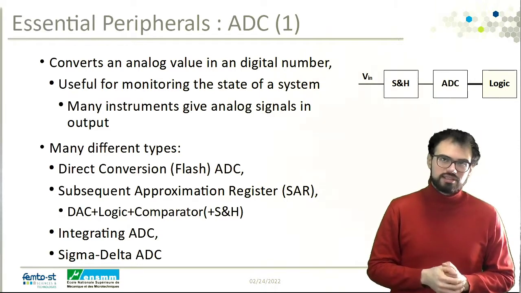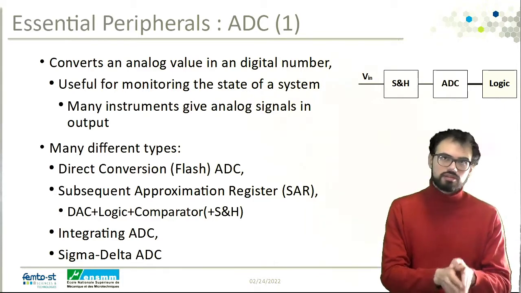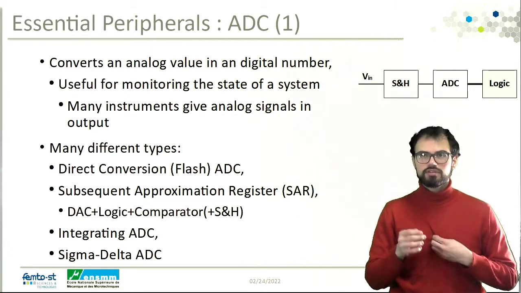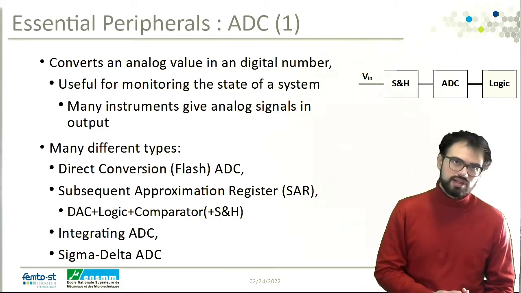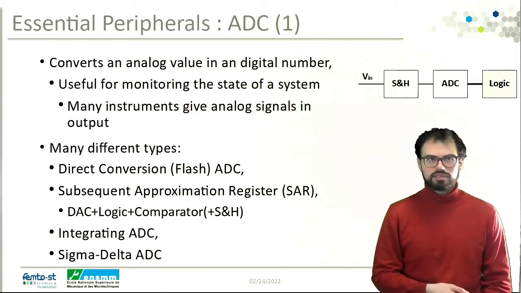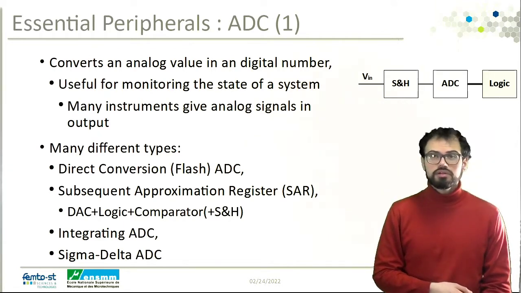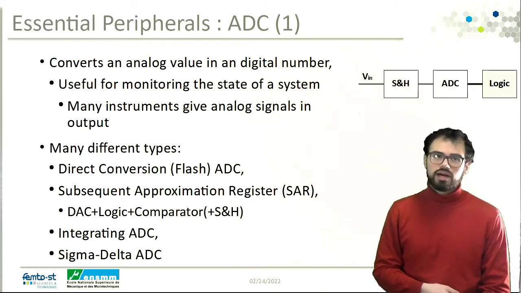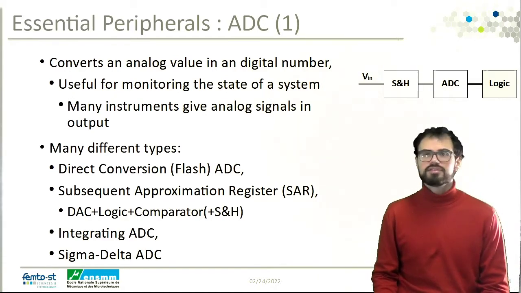You see that there are several different types of analog to digital converters for different kinds of situations. Your fastest one is the direct conversion flash, or you can say flash ADC. You have a successive approximation register, which is the one that will probably be used in your microcontroller. Then you have integrating ADC, you have sigma delta ADC, and so on.